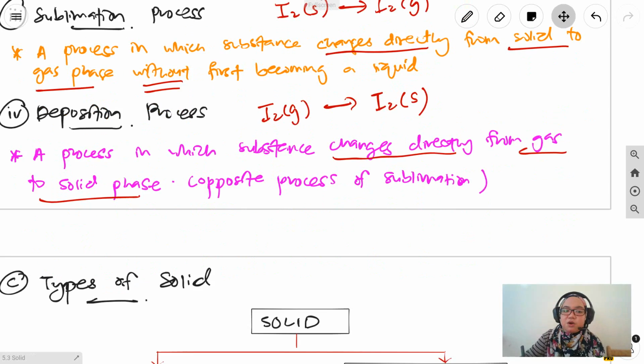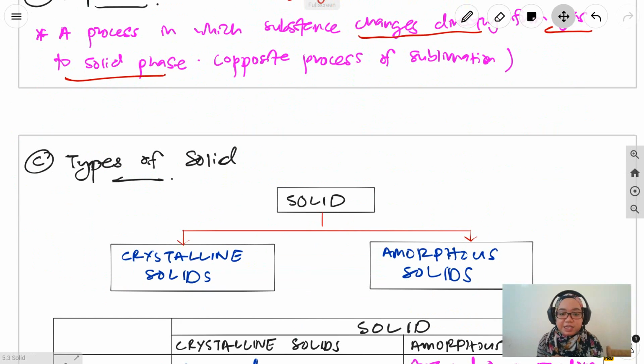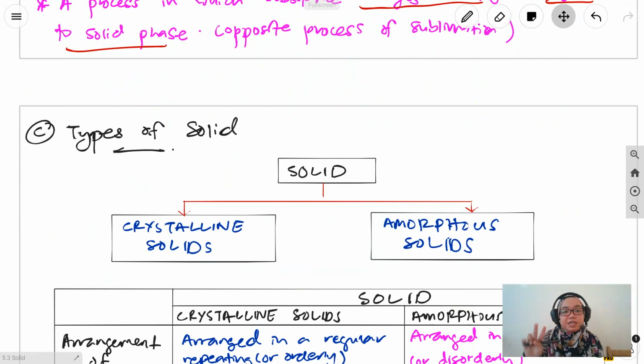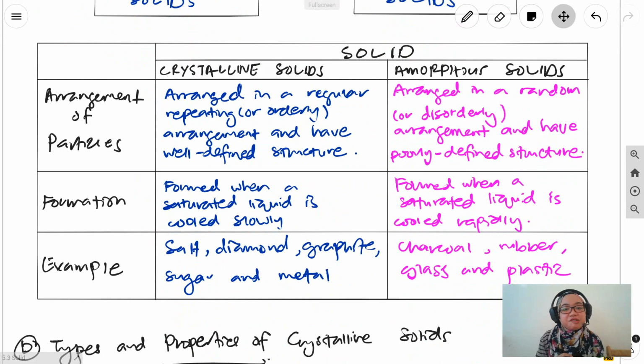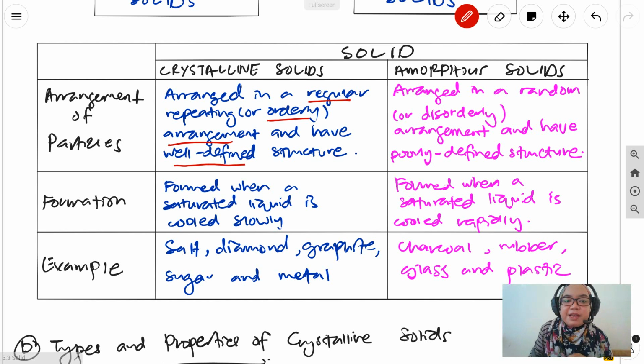Next, we are going to look at the types of solid. Okay, so there are two types of solid here that we're going to learn. Two main types of solid. There are many types of solid, but these are the two main types, which are crystalline solids and amorphous solids. And we are going to look at the differences between these two solids. Okay, first, we look at the arrangement of particles for the crystalline solid. For the crystalline solid, the particles are arranged in a regular or orderly arrangement and have a well-defined structure.